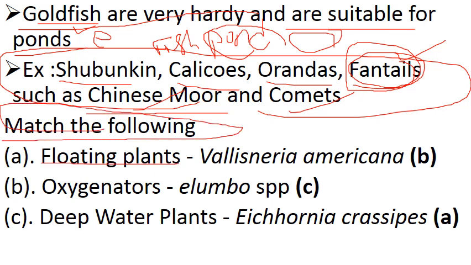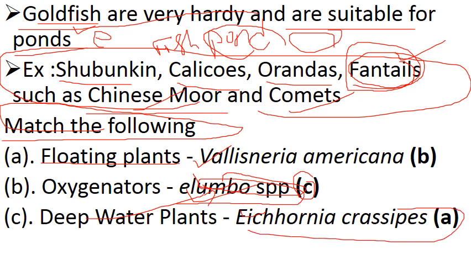These floating plants, which one? The floating plants, this one or this one or this one? We already told that Nelumbo is a deep water plant. Okay, so Nelumbo species comes to C, deep water plant. Floating plant is Eichhornia, which is very invasive, I already told you. And obviously this one is oxygenator. You should remember this. So here our water garden lecture ends.